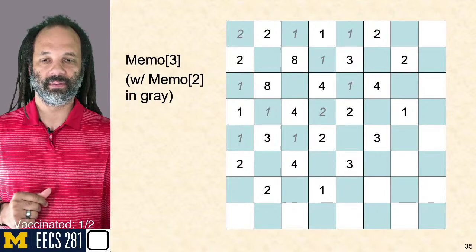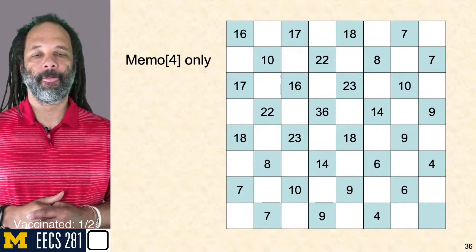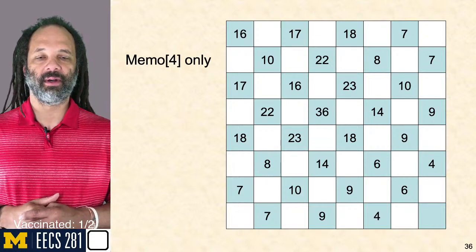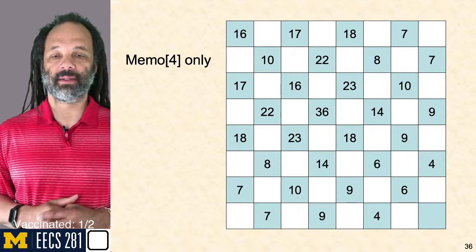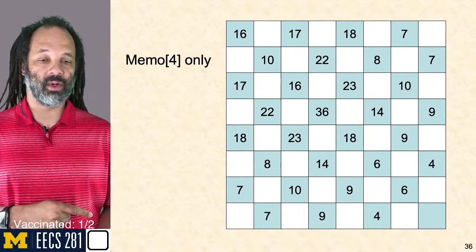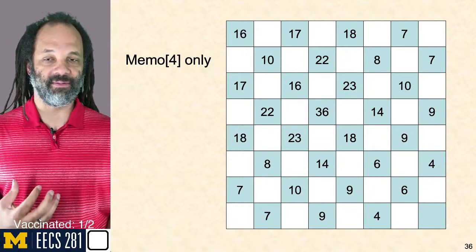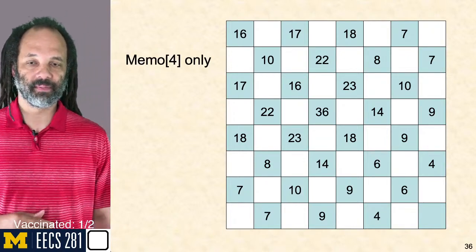So now we can continue to work through our memos. Here's memo 4. It's got all of my teals. So after 4 steps, I can be back to the start 16 different ways. I still can't, however, reach the bottom right-hand corner. That one has got no value in it because it's impossible to get that far in 4 moves. So that one's still 0.